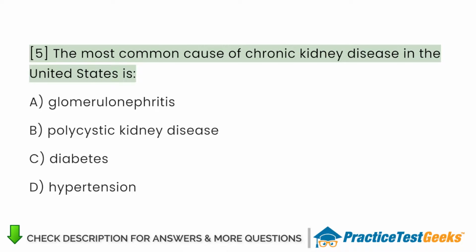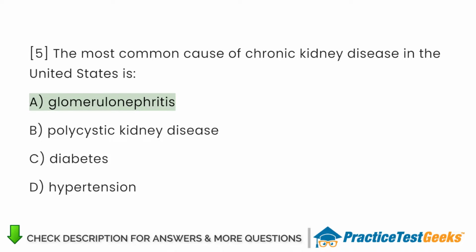The most common cause of chronic kidney disease in the United States is A. Glomerulonephritis. B. Polycystic kidney disease. C. Diabetes. D. Hypertension.